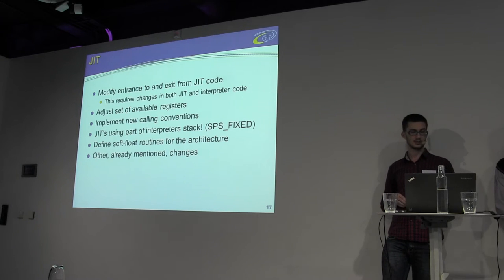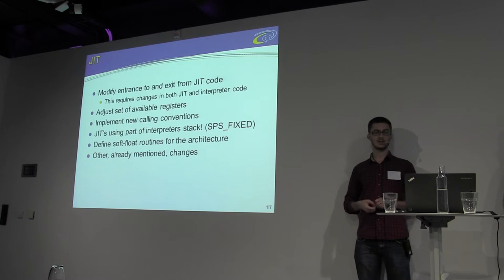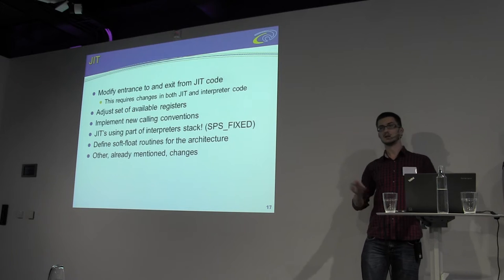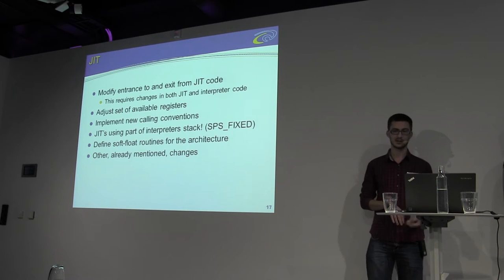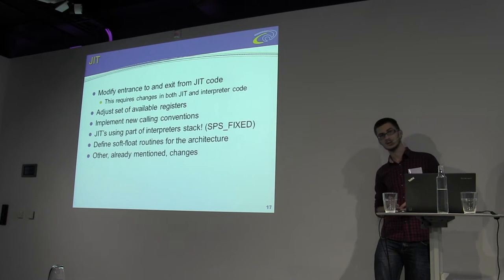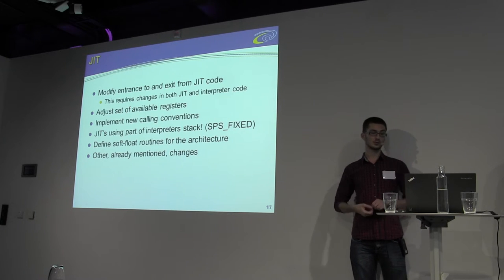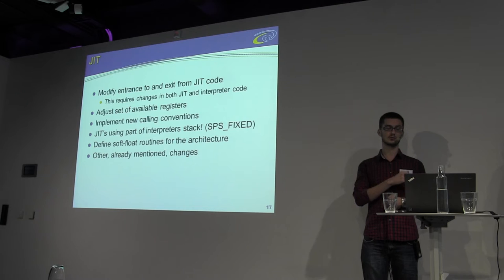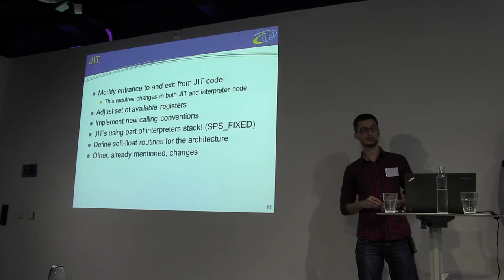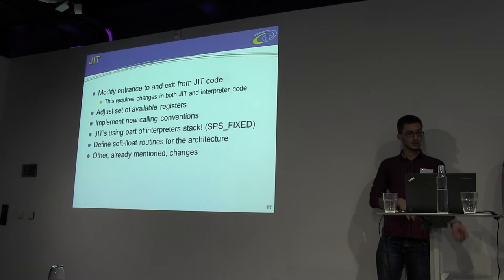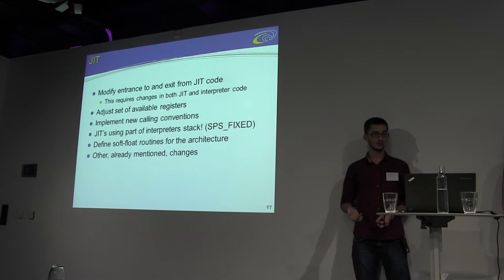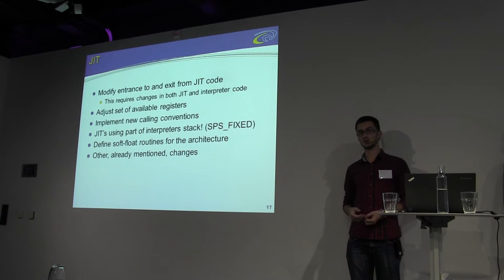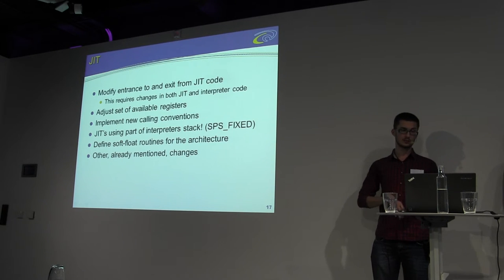Another interesting thing was that the JIT actually uses part of the stack that belongs to the interpreter. If someone decides to do something similar to what we did, this can cause a problem which is somewhat hard to identify. So it has to be defined how much of the interpreter stack the JIT can use, so it doesn't overwrite something that you don't want overwritten. For soft float, we also had to define C routines which actually do floating point arithmetic, so the JIT has to know which routines to use. That's about it when it comes to the JIT.